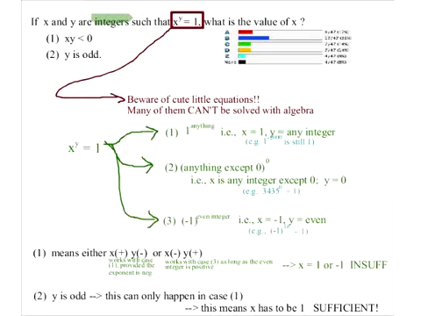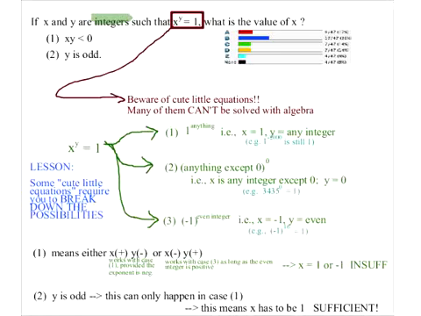So in this case, the takeaway that you want to get from this problem, the lesson that you want to get, is that some cute little equations require you to break down the possibilities case by case. It's not really fun to do that, but sometimes it has to work that way.